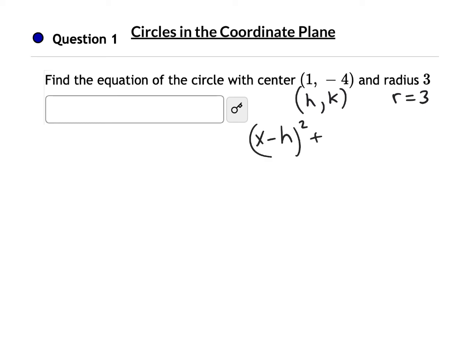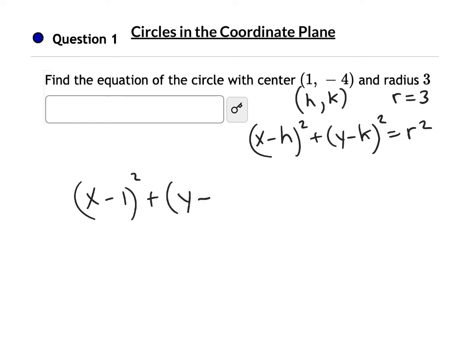X minus h squared plus y minus k squared equals r squared. That's x minus 1 squared plus y minus negative 4. We have a minus in the formula. Minus negative 4 makes it plus 4 squared equals r squared, which is 9.